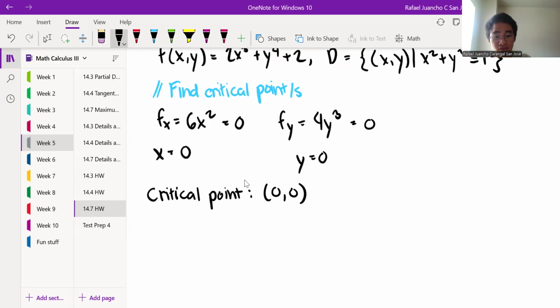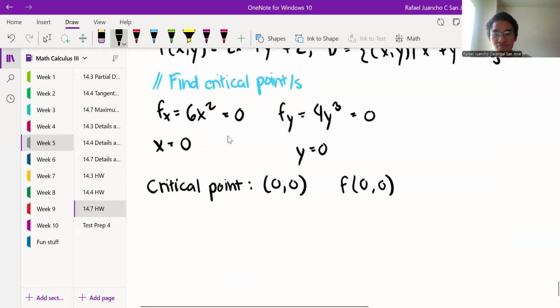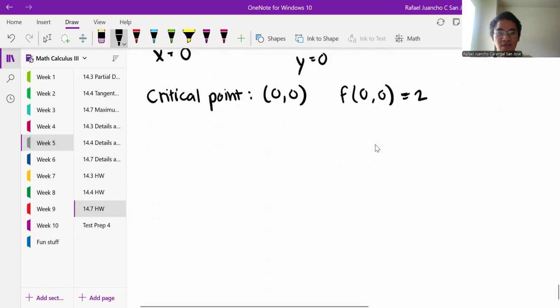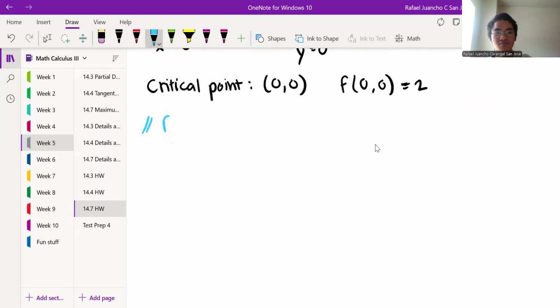0, 0. Let's get the output immediately. F of 0, 0 is 2. Okay. Now let's find the absolute max and min. So max and min, or no, I mean extreme values, my bad. Find extreme values.